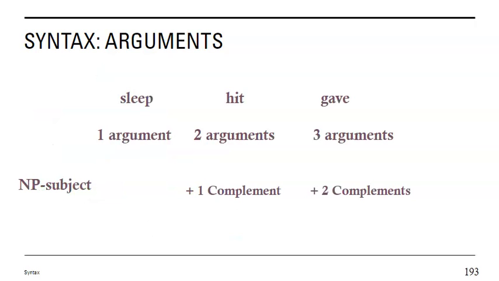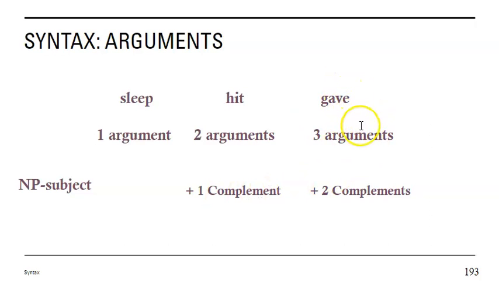So to recap, some verbs require one argument, and that argument is probably going to be in subject position. Some verbs require two arguments, like hit, and one of the arguments is likely to be in subject position, and then we're going to have one complement. Remember, a complement is a required element that's not in subject position.